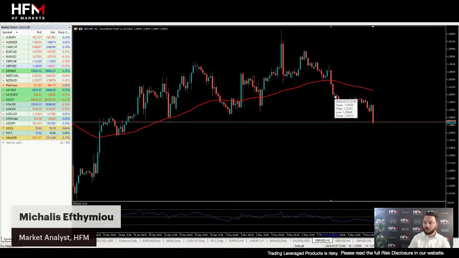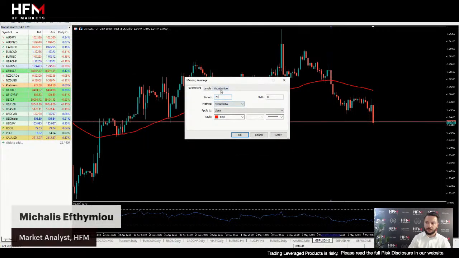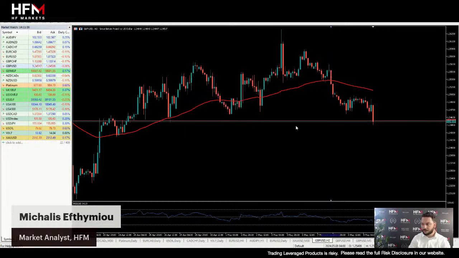But this is where we first got the signal that the price was going to decline. For example, the price is declining below the 75 bar exponential moving average. So this is a 75 bar. You can see some moving average, 75 bar, the method is exponential. So here we're below. Now that's not enough.